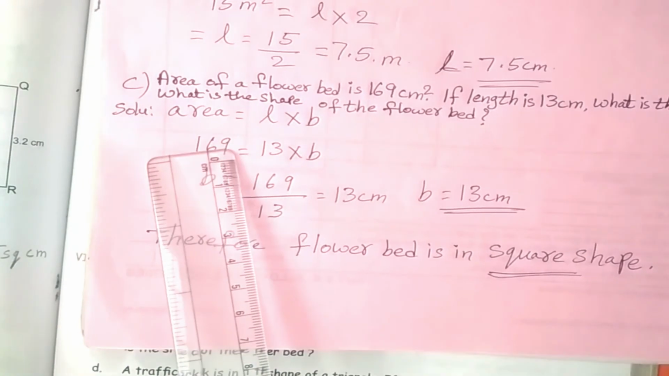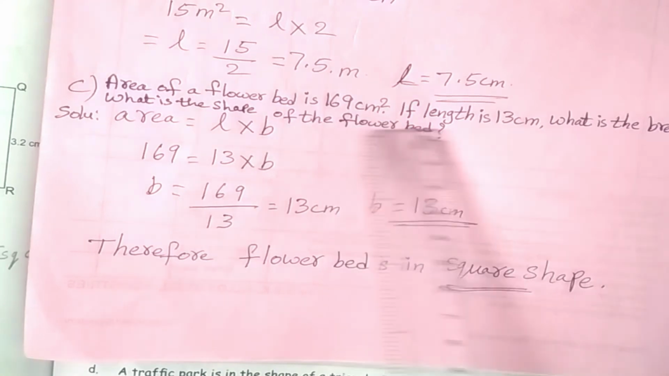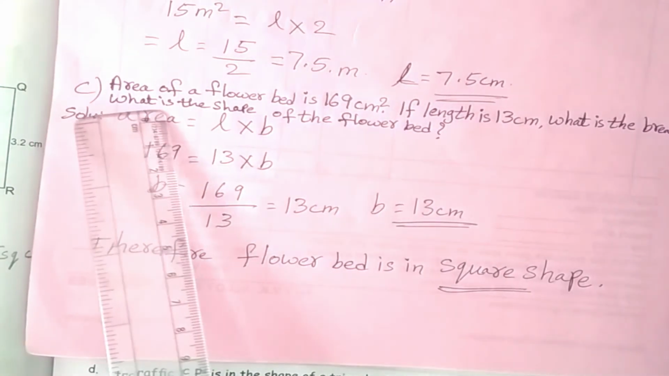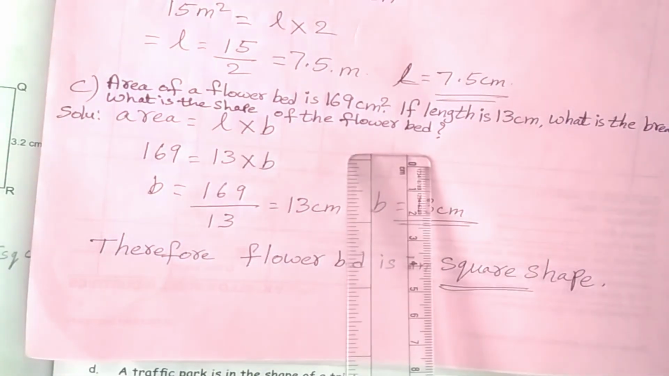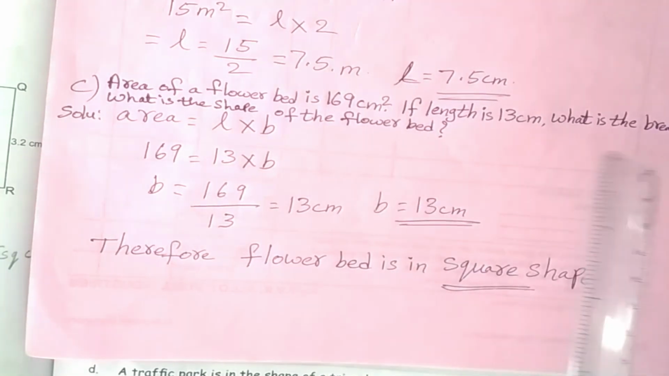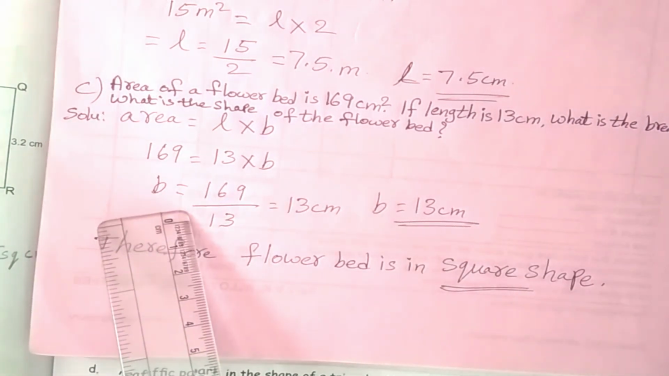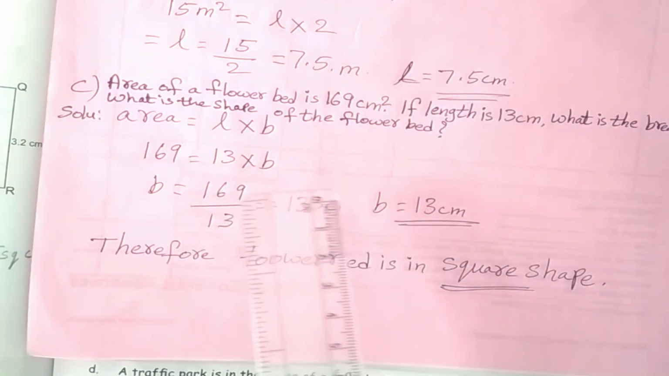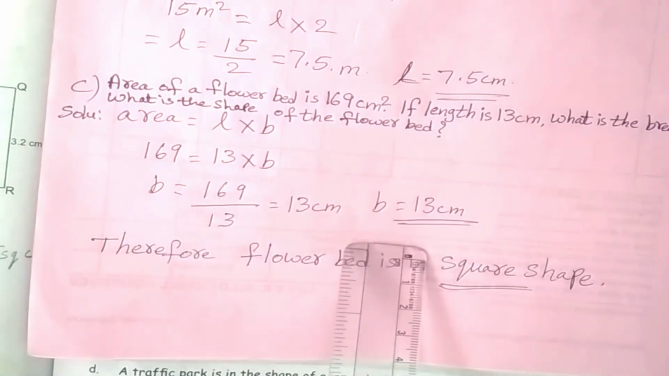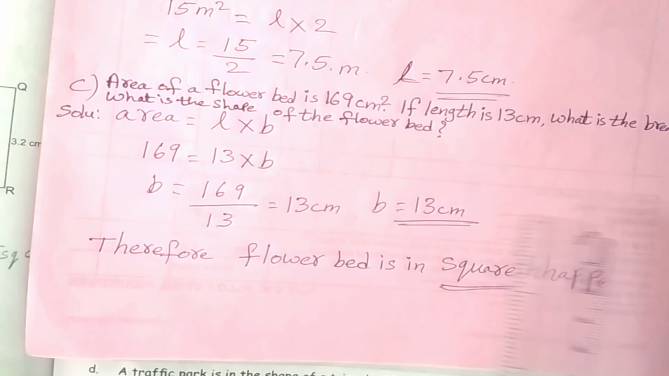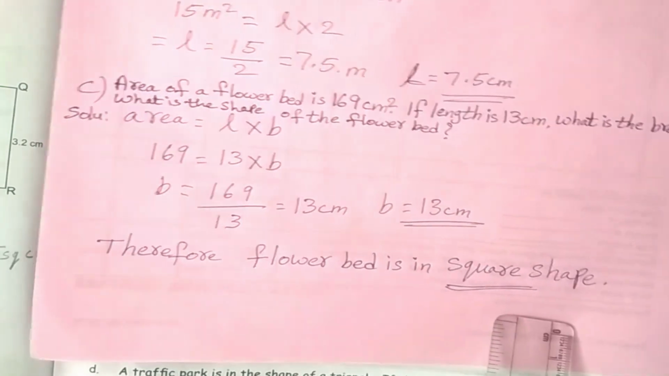Okay, coming to the C bit. You see here, area of a flower bed is 169 square centimeters. If length is 13 centimeters, what is the breadth? And what is the shape of the flower bed? And formula we know as area is equal to length into breadth. Okay, so here we don't know the breadth. We know the area, we know the length. So what we have to do? We have to do the division here. So breadth is equal to 169 divided by 13. So the answer is 13. Breadth is how much here? 13 centimeters. So therefore the flower bed is in which shape here? Square shape.